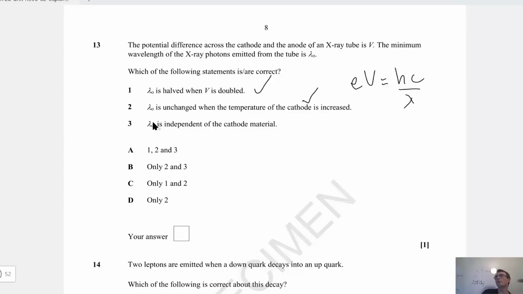Now, it is also independent of the material of the cathode, so I guess electrons are going to be emitted, and the speed of these electrons will depend on the voltage in particular that's accelerating them rather than what's actually emitted them. So this here also seems true. Correct answer should be A, I think, 1, 2, and 3.